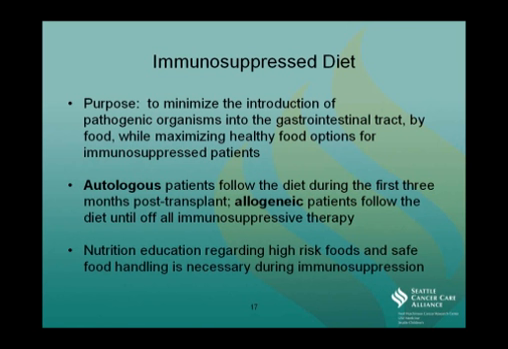High-risk foods identified as potential sources of organisms known to cause infection in immunosuppressed patients are restricted. At the Seattle Cancer Care Alliance, our autologous patients follow the diet for the first 3 months after transplant, while allogeneic patients follow the diet until they're completely off all immunosuppression. Dietary counseling and nutrition education on high-risk foods and safe food handling is necessary during immunosuppression.